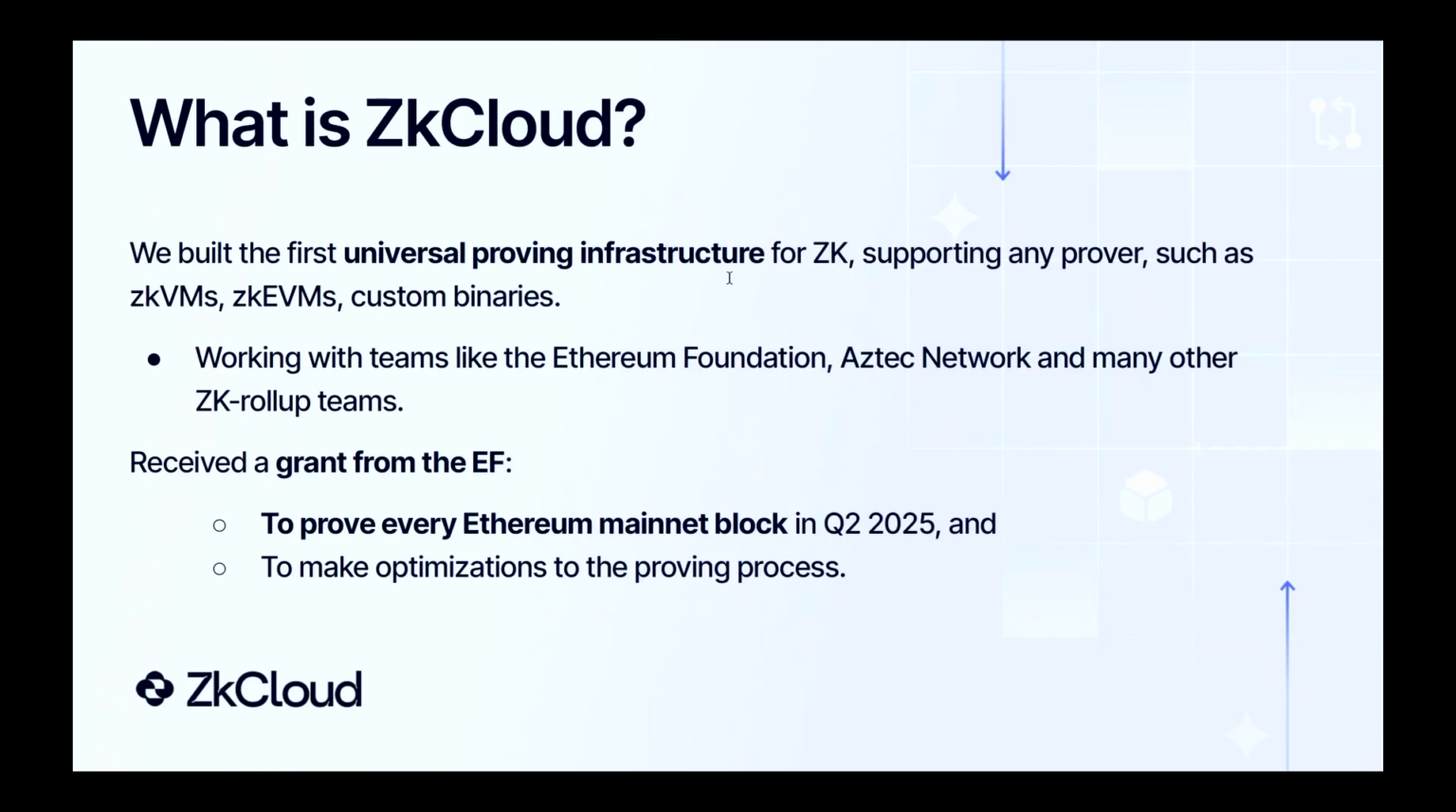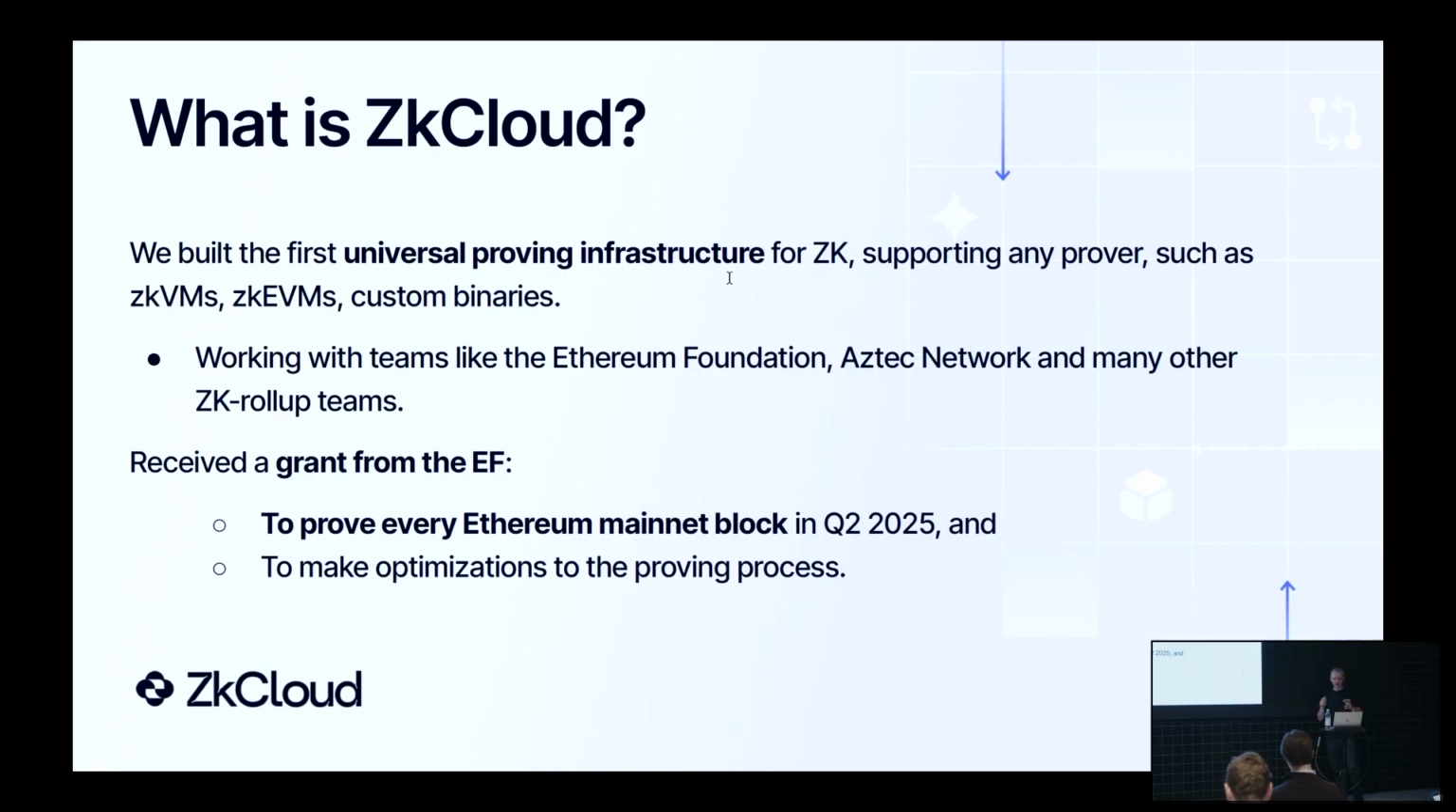Before we go into details, a quick recap on what we do. I work at ZkCloud. We've been building the first universal proving infrastructure, and we've been working closely with teams like the Ethereum Foundation, the Aztec Network, and many other rollup teams. And we received a grant from the EF to prove every Ethereum mainnet block in Q2. That's how we landed up with this challenge, and also to make optimizations wherever we can to the proving process.